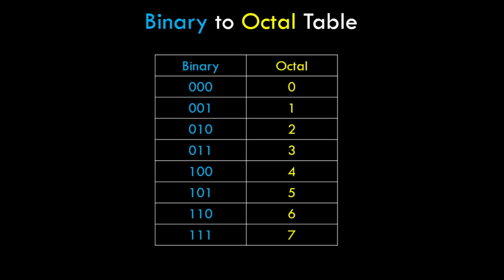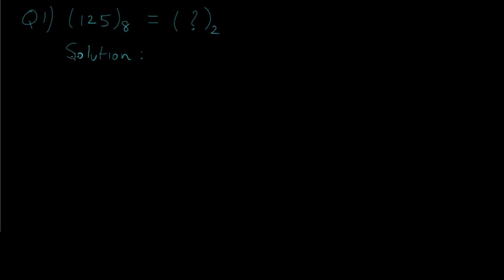So now that you understand this conversion, let's solve a problem. In the first question, we have a plain octal number, that is a plain integer octal number, which needs to be converted to a binary equivalent. So the conversion process is pretty simple. First write down the octal number leaving spaces between. So I write down the octal number like this: 1, 2, 5.